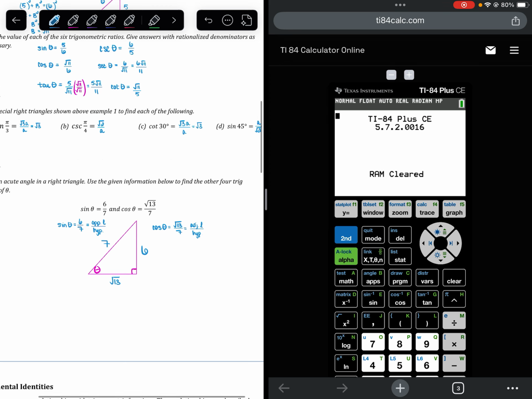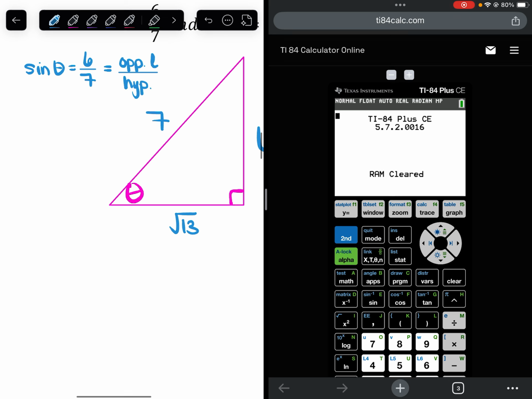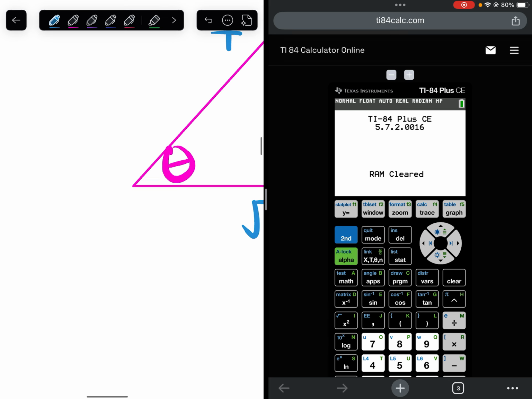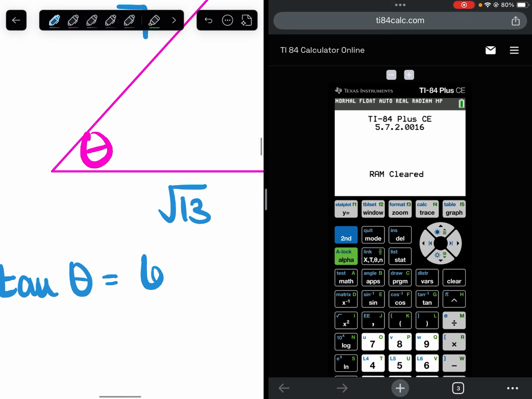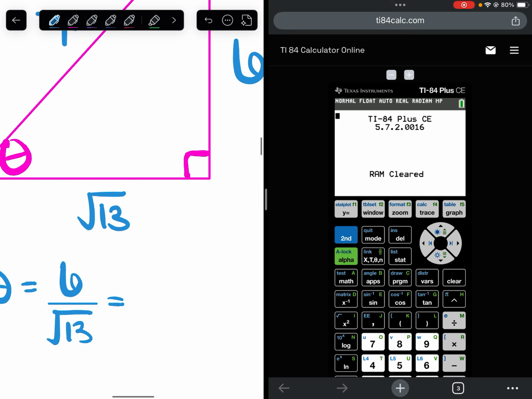All right, so then it says find the other 4 trig functions. We've already got sine and cosine, so that means I need tangent of theta. Tangent of theta is the opposite leg divided by the adjacent leg. So the opposite leg is 6. The adjacent leg is the square root of 13. Rationalize it, and you should get comfortable enough that you don't have to write it initially. You could jump straight to the rationalized form, 6 root 13 over 13.